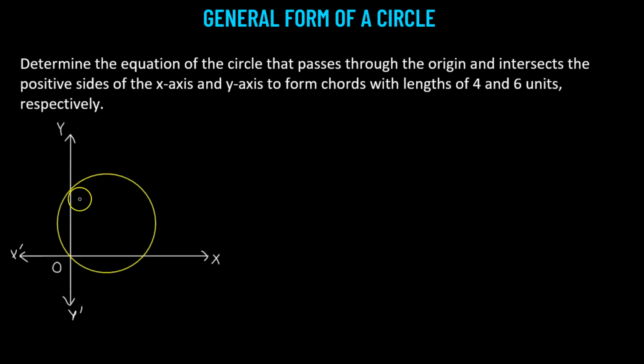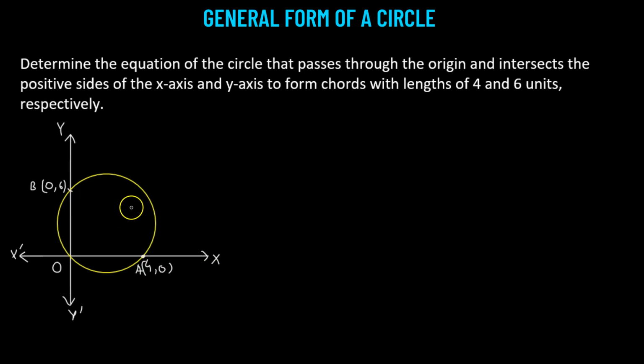So we have the Cartesian plane with the x and the y-axis, and this is the circle that's passing through the origin. Also, it is intersecting the x-axis with an intercept of 4 units. So that means the coordinate of this particular point, let's call it A, will be (4, 0). And it intersects the y-axis. That means it's going to have a y-intercept of 6 units. So the coordinate of that particular point is going to be, let's call it B, (0, 6).